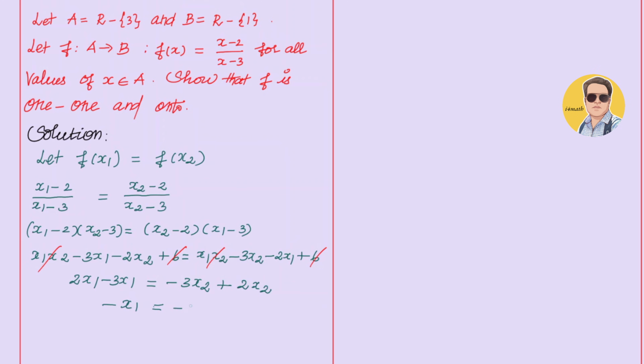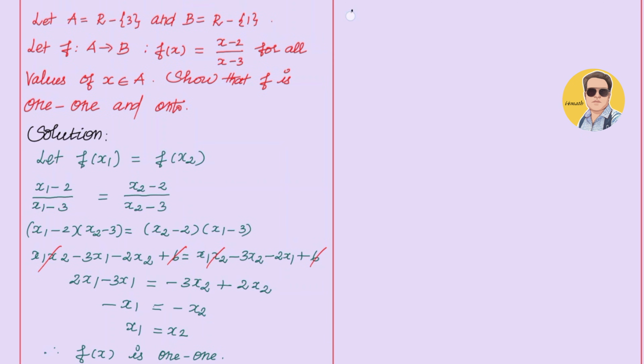So 2x1 minus 3x1 is minus x1, minus 3x2 plus 2x2 is minus x2. So cancel minus on both sides, x1 equal to x2. So how we started: f of x1 equal to f of x2. Now we finish at x1 which is equal to x2. So f is 1 to 1. Now let us prove the onto.